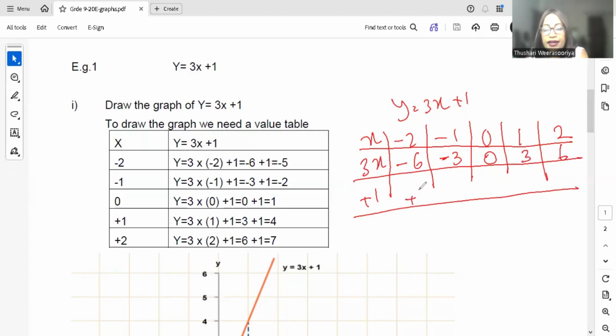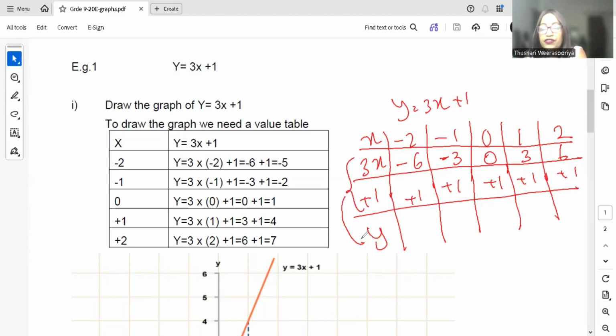Then plus 1. Plus 1 is not attached with a variable, so everywhere you write plus 1. Why do we write plus 1? Because there is no attachment of x. Then what is y? Y equals the addition of these two. Then add these two numbers: minus 5, minus 2, 1, 4, 7. Likewise, you get the x values and y values.